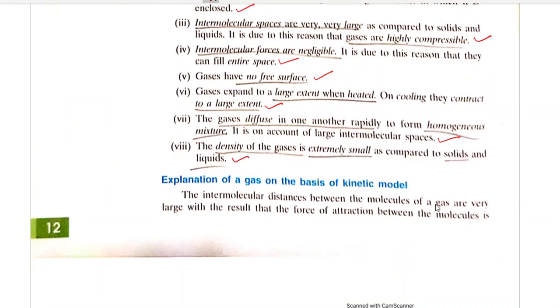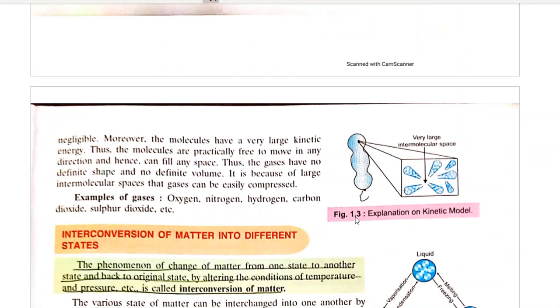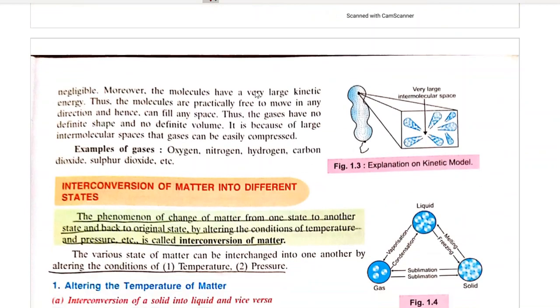So why does gas behave as a gas? See, intermolecular spaces are very large. So force of attraction is very small, negligible. And kinetic energy is also very large. So particles are free to move in any direction and can fill any space. Why do gases take the space of the container? Because of these reasons. Thus, the gas has no definite shape and no definite volume. It is because of large intermolecular spaces that gases can be easily compressed.